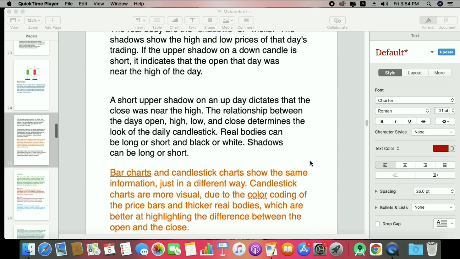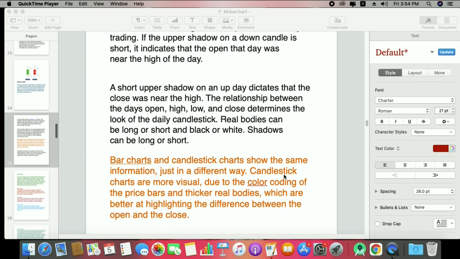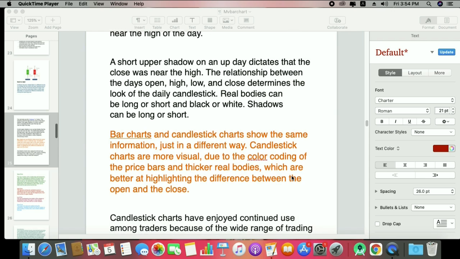A shorter upper shadow on an up day indicates that the close was near the high. The relationship between the day's open, high, low and close determines the look of the daily candlestick. And the real bodies can be long or short, black or white, depending on which kind you want.